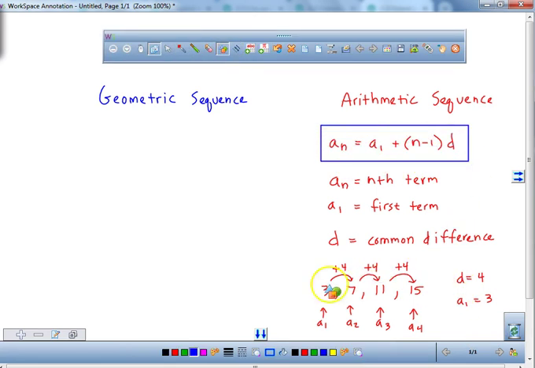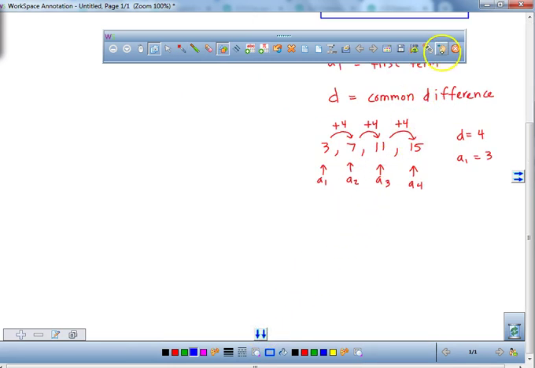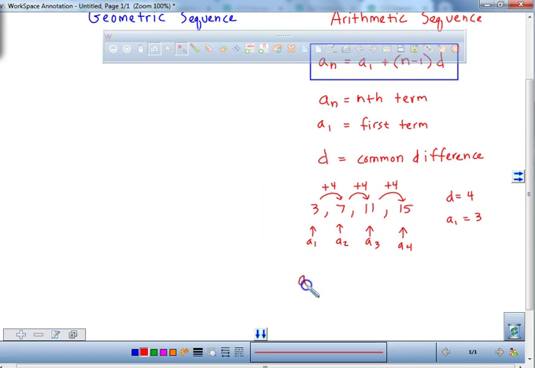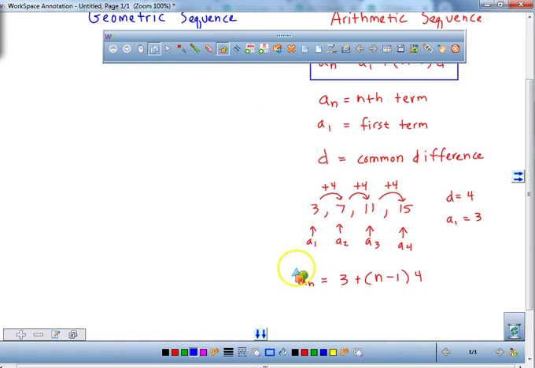So if I wanted to write an equation based off of this given information, here's what your equation would be. You would say A_n, the nth term, is going to equal the very first term, which is 3, plus n minus 1 times a common difference of 4. And that would be the equation for the nth term.